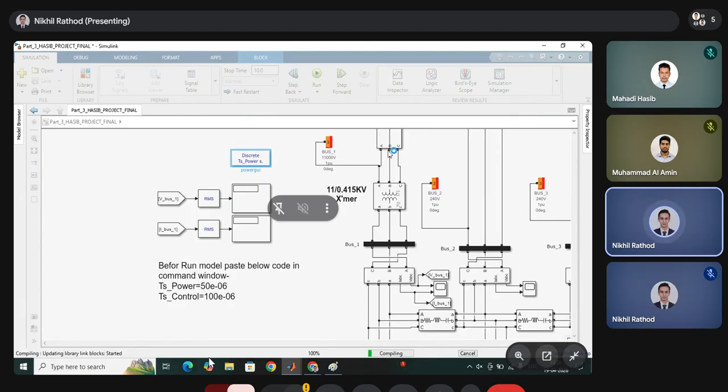So this is the load flow analysis. The actual use of load flow analysis is to measure the voltage, current, voltage angle, active power and reactive power at different buses: P, Q, V, delta.